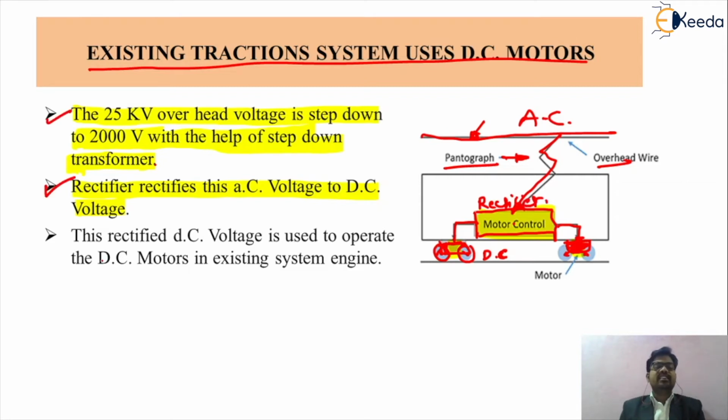And the second thing, this rectified DC output is used to operate this DC motor in an existing system engine. So this is basically in concern with the proper working of your electric traction system. Now we have to understand in detail how we can control this motor strategy. This is a very important concept.